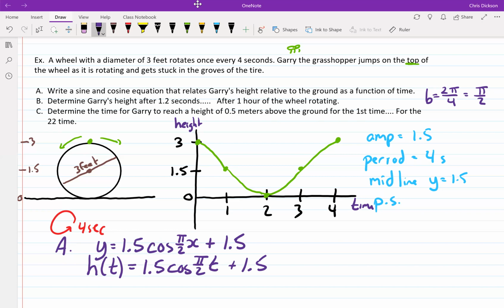So if I want to write a sine equation, I guess I could look at a sine. Now the sine always starts on the midline.